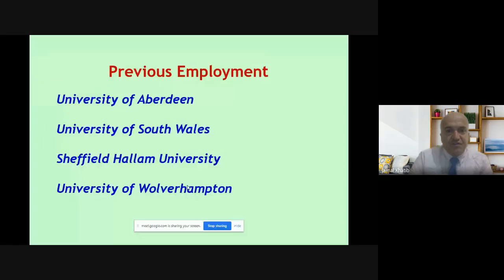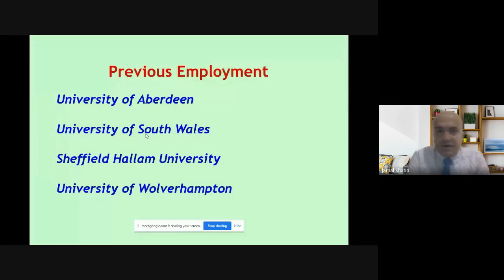My previous employment, as mentioned before: while I was doing a PhD at the University of Aberdeen, I became a research fellow while I was finishing my PhD, and I stayed there for 3 years of work and then maybe 3 years of study, so 6 years in Aberdeen. Then having completed the research project, I wanted to look for another job, and I became a research fellow at the University of South Wales. That's not in Australia, by the way, that's in the UK. There is another University of South Wales in Australia.